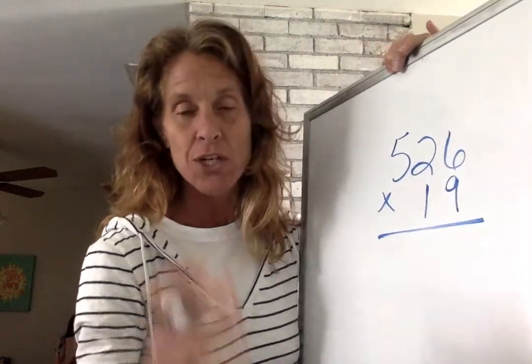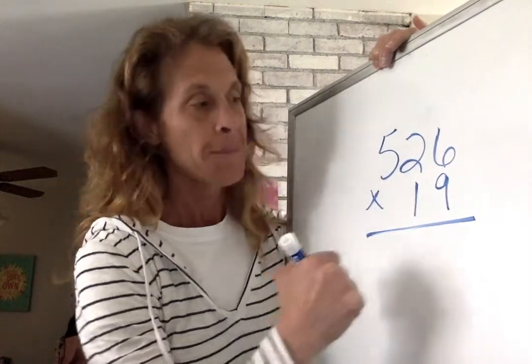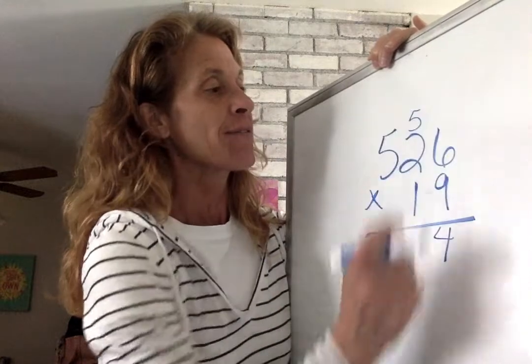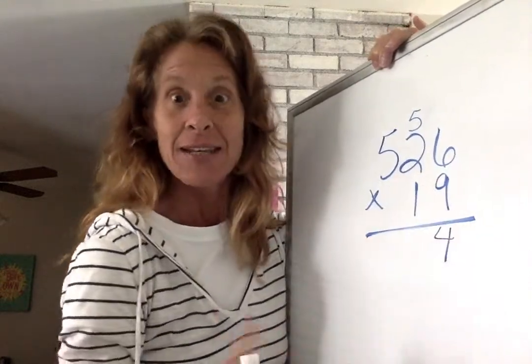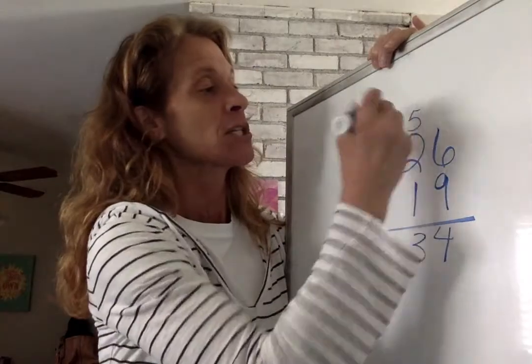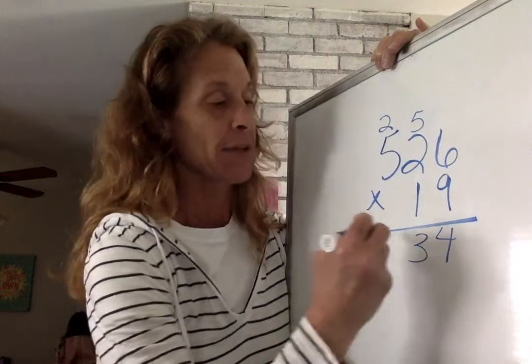Okay, we're just going to do normal multiplication. We just have one more number to multiply. 9 times 6 is 54. Carry my 5, that's 18, 19, 20, 21, 22, 23. Carry my 2. 9 times 5 is 45, plus 2 is 47.